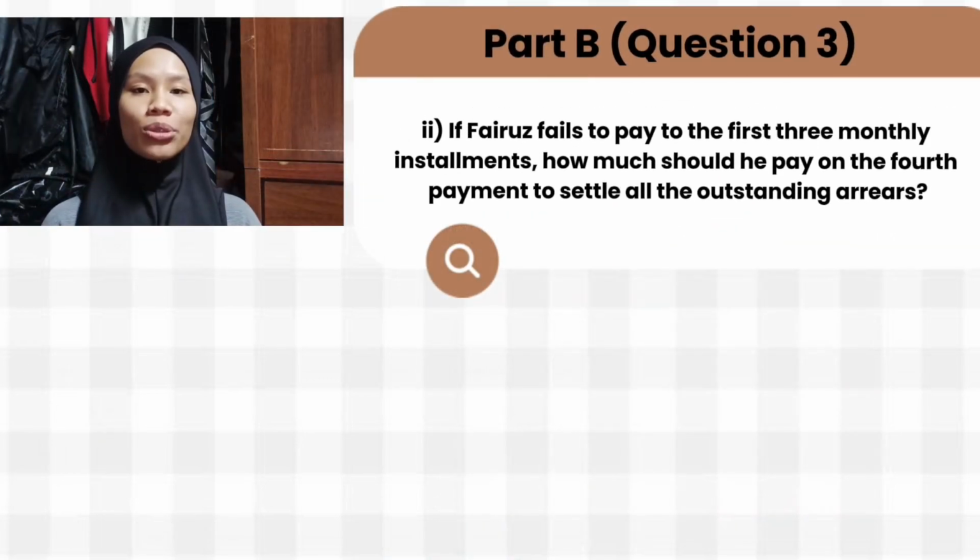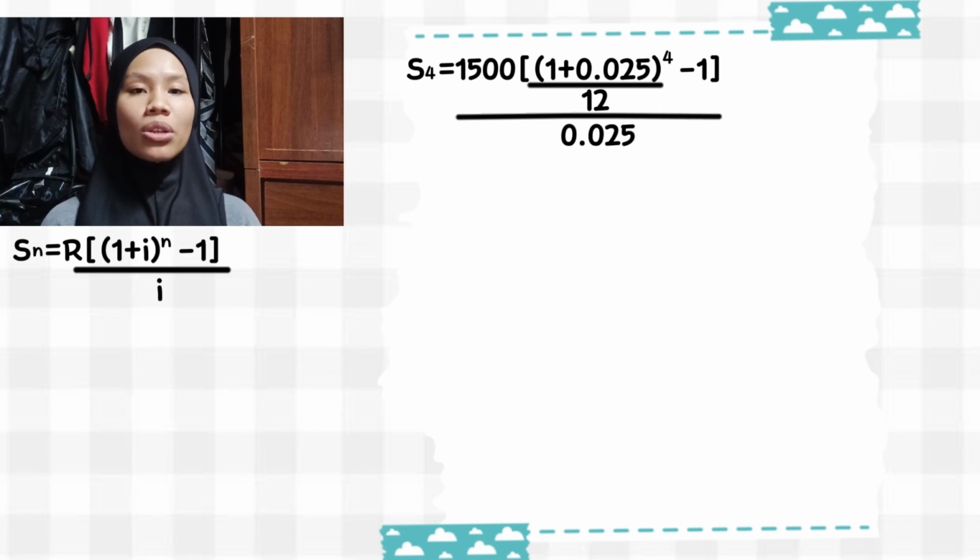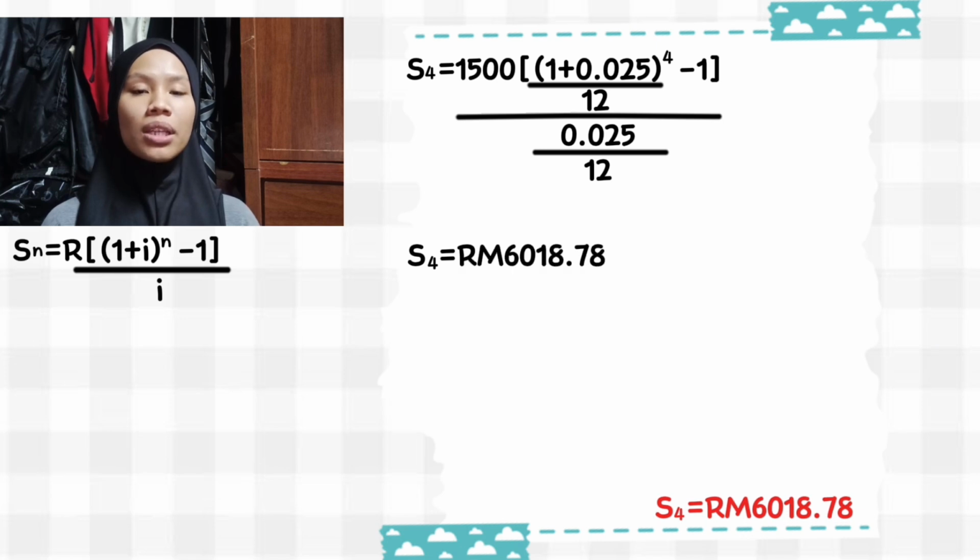For question number 2, we will use the formula Sn equals R, 1 plus I to the power of N minus 1, over I. So, it will be S4 equals 1500, 1 plus 0.025 over 12 to the power of 4 minus 1, over 0.025 over 12. Calculate them all, then you will get S4 equals RM 6,018.78.